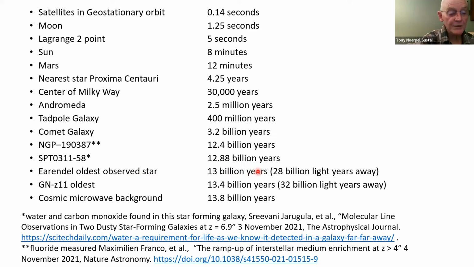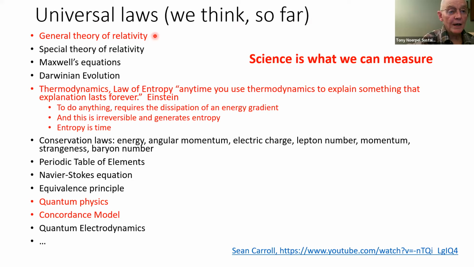So these are universal laws. I put this caveat: we think so far. Our universal laws are really good, and we know this because we have the internet, you're using the internet, and you have a toaster oven, the Large Hadron Collider, you got an MRI perhaps, and that was really beneficial for your health.